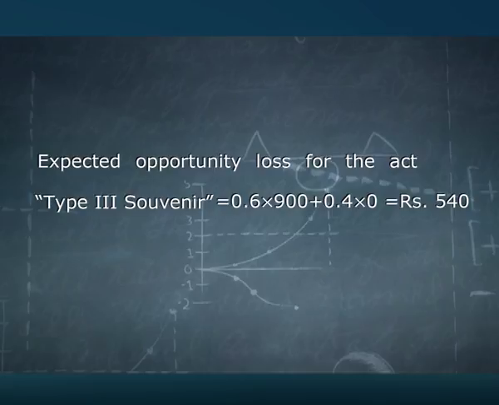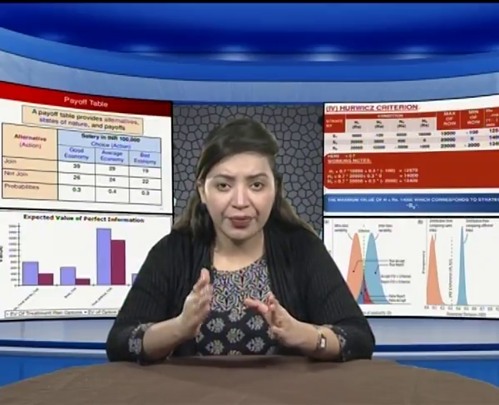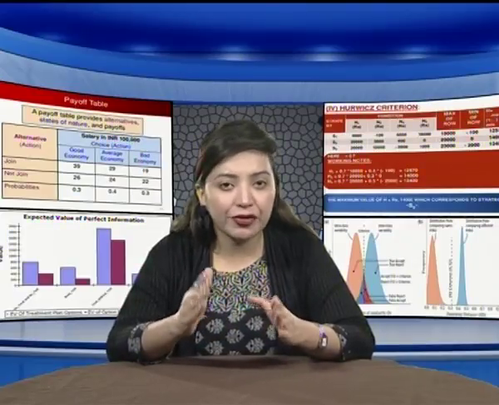Expected opportunity loss for the act type 3 souvenir will be 0.6 times 900 plus 0.4 times 0, which will be equal to rupees 540. Since the expected opportunity loss is minimum for the act type 1 souvenir, by using the EOL criteria, we find that the act type 1 souvenir is the optimal act. In other words, the student should buy type 1 souvenir.